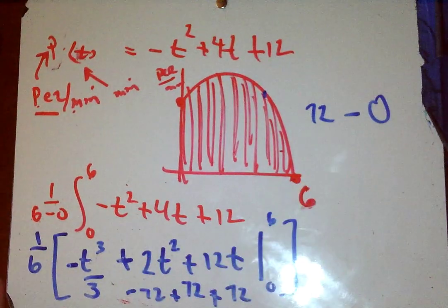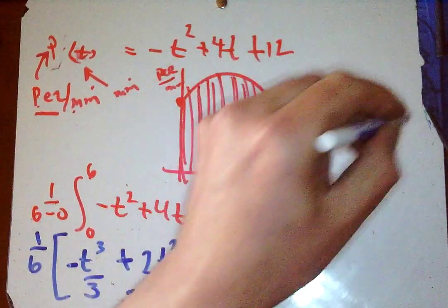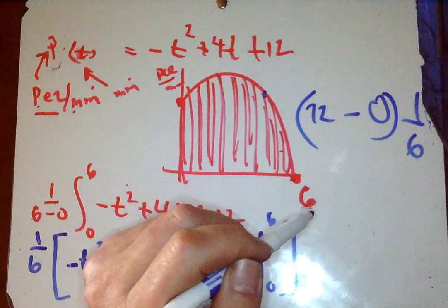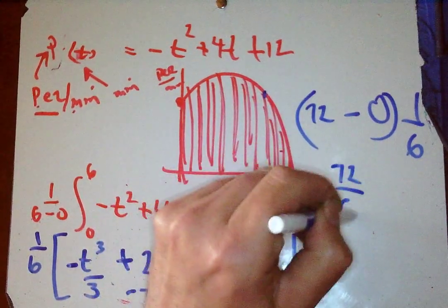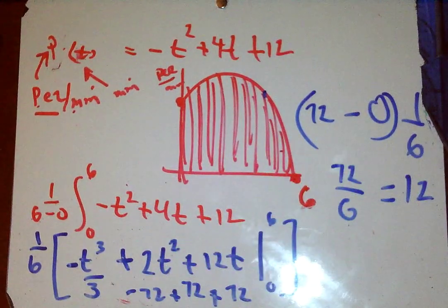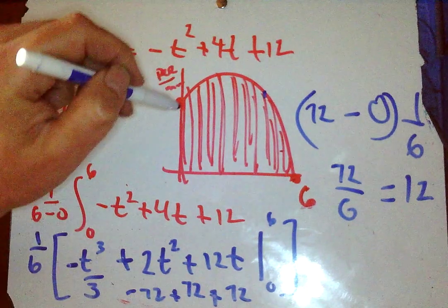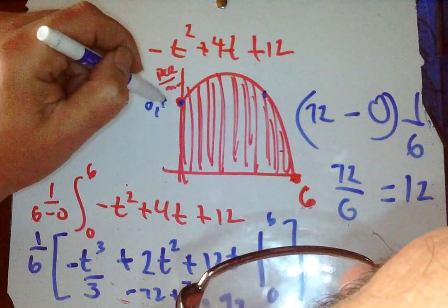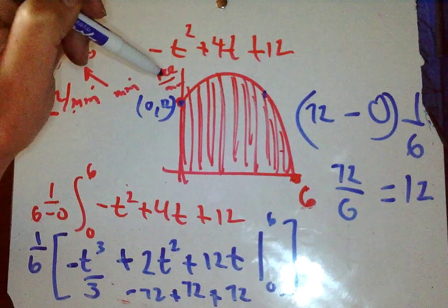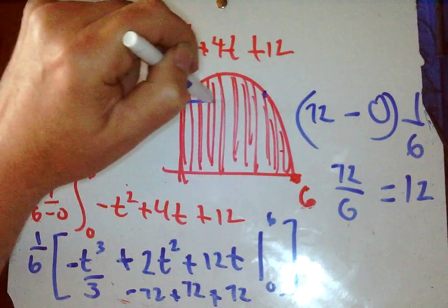So we've got this, and out in front, I got 1/6. So 72 over 6, or 12. Well, wait a second. Wasn't that the height? And so it turns out that 12 is the average height.